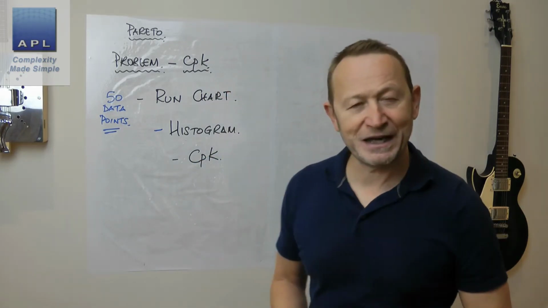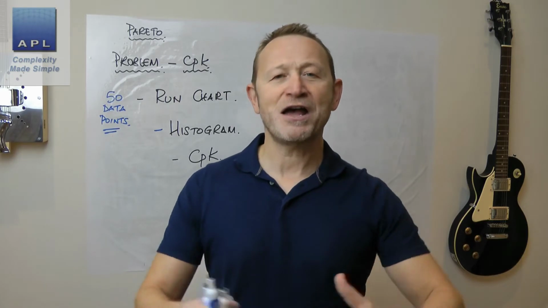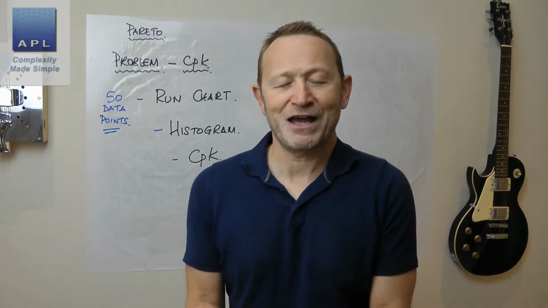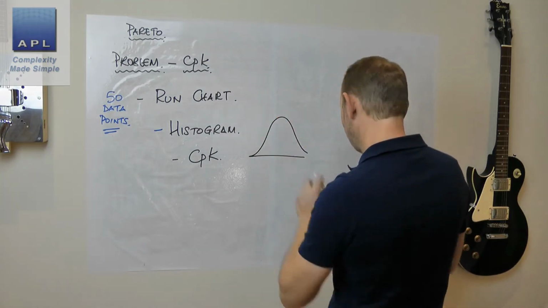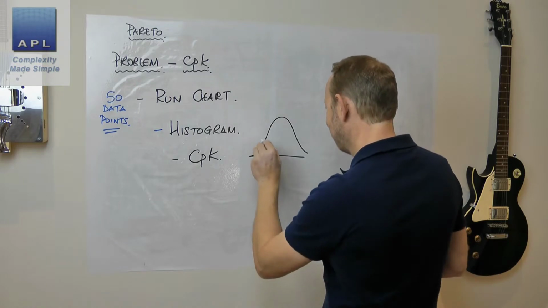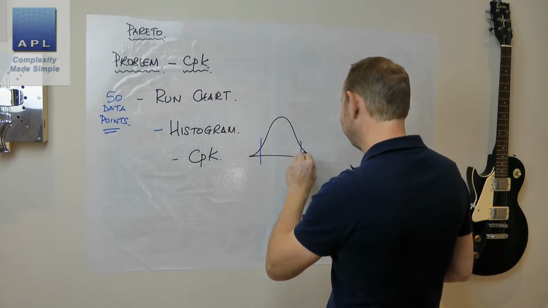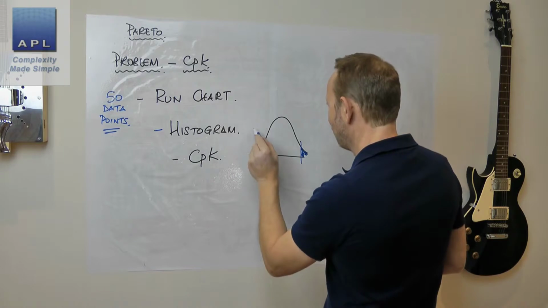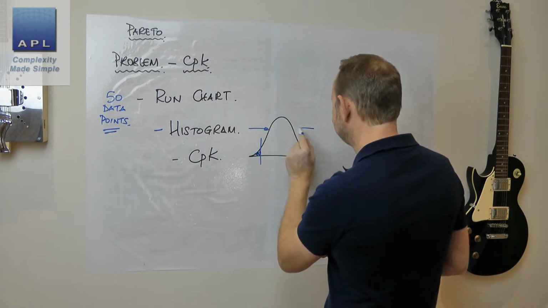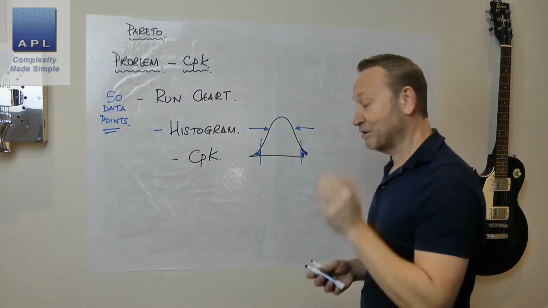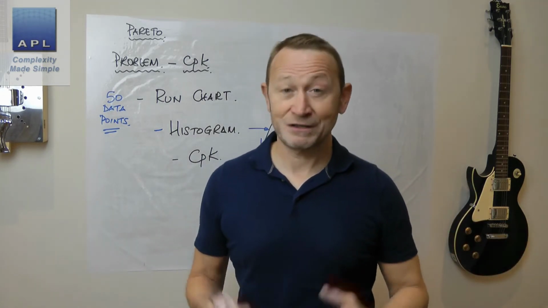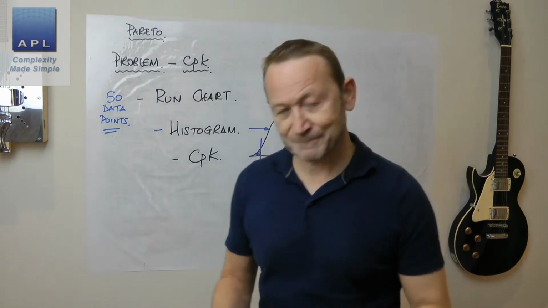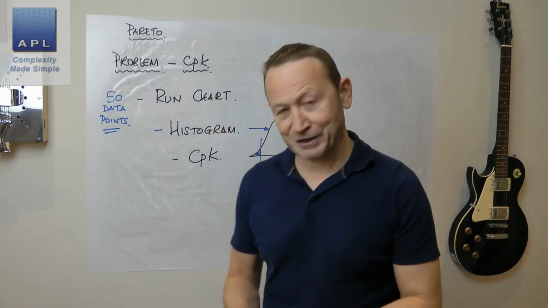Now then, what's the Cpk telling me? Well, it's telling me I have too much variability. I have rejects hanging out the ends. So I've got this shape where I've got data hanging out the ends, and what I need to do is reduce the variability, push that distribution in and get rid of my defect rate.